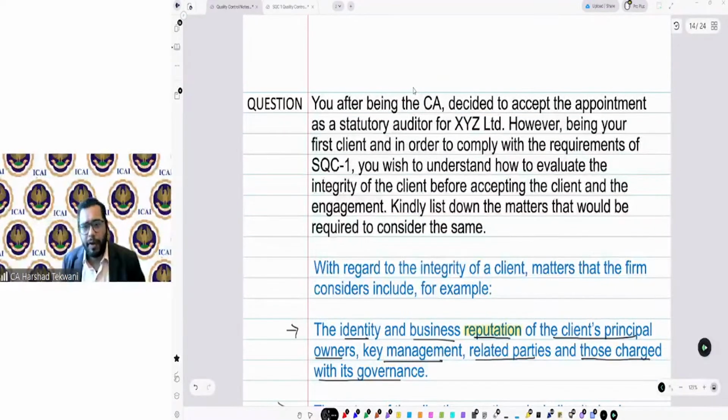Same way. Let us see one more question on the similar lines. Let us see a similar question. One more question on the similar lines. Just a minute. Sorry. Just a minute.